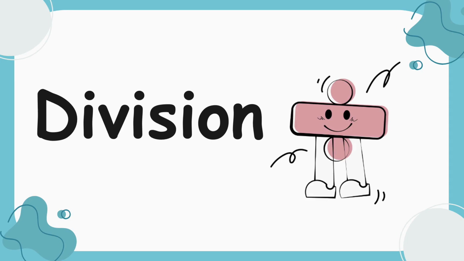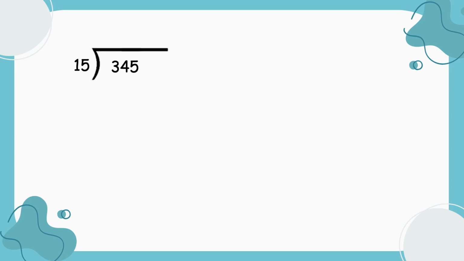Today we're going to compare two methods, partial quotient and standard algorithm. Let's start this example with the standard algorithm.